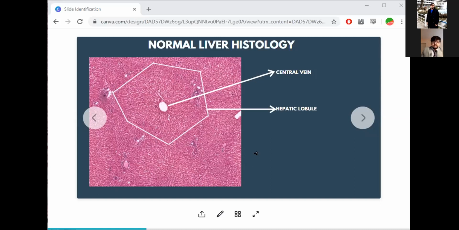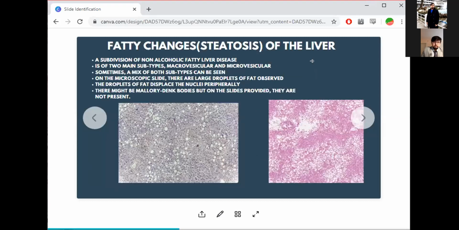So now with that said, let's go to the first slide called steatosis of the liver. Now, steatosis of the liver is also called fatty changes. It is a subdivision of non-alcoholic fatty liver disease, right? Now, when you look at non-alcoholic fatty liver disease, the name implies that there are liver changes and alcohol is not the cause. Okay, so in order to understand whether something is non-alcoholic fatty liver disease or alcoholic fatty liver disease, you have to look at the patient's history, right?